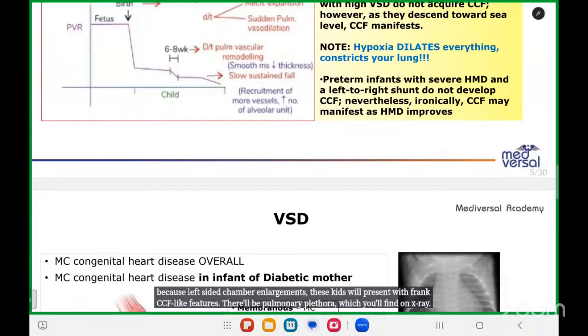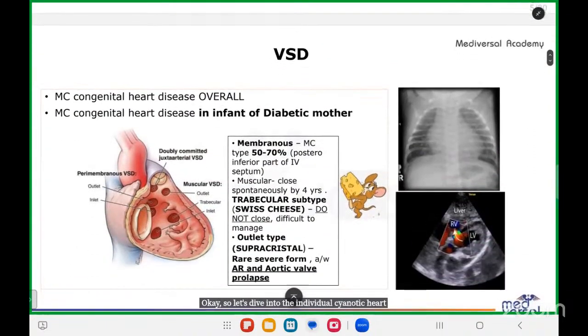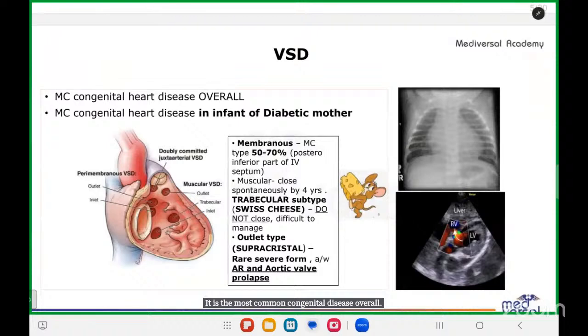Okay, so let's dive into the individual heart diseases. We start off with this thing, which is a VSD, which is the ventricular septal defect. It is the most common congenital disease overall. And in fact, it is the most common congenital disease in the infant of diabetic mother.